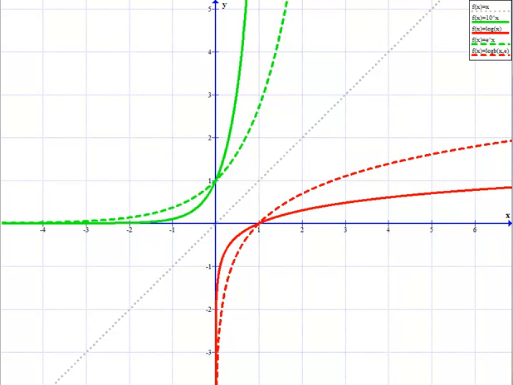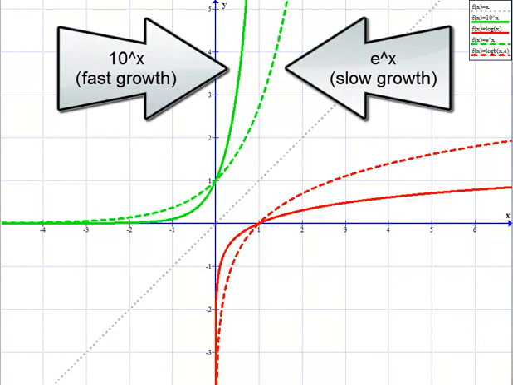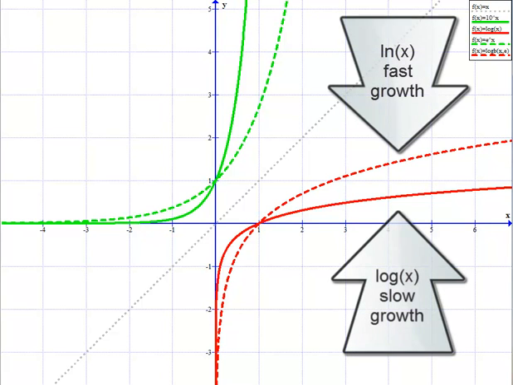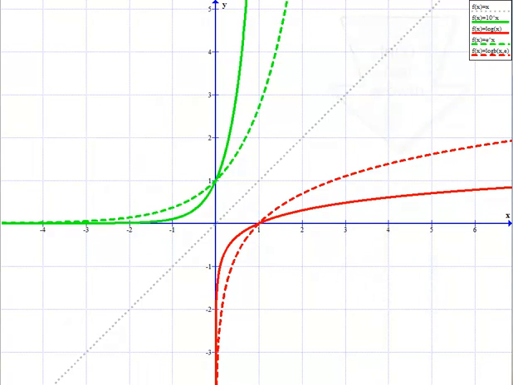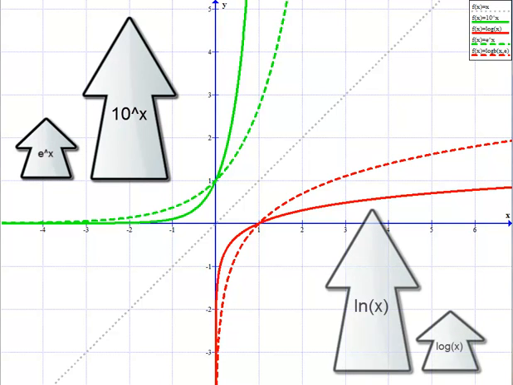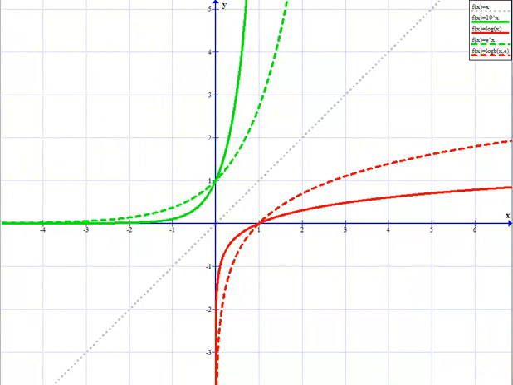You'll notice in the green exponential graph that a larger base grows faster than a smaller base. However, in the red graph, you'll notice smaller bases grow faster than larger bases. In summary, exponentials with larger bases grow faster, but with the logarithmic function, smaller bases grow faster.